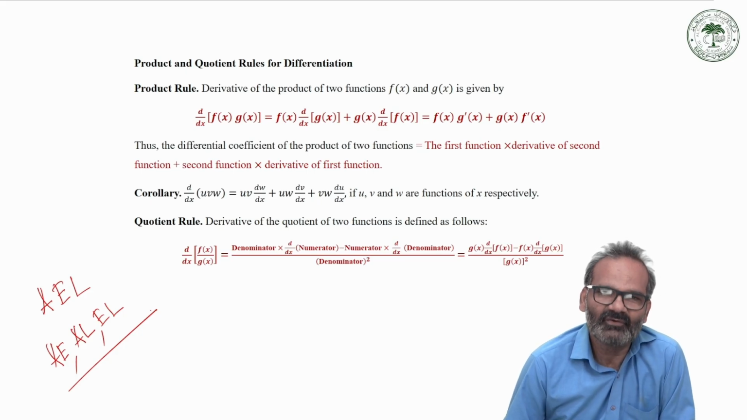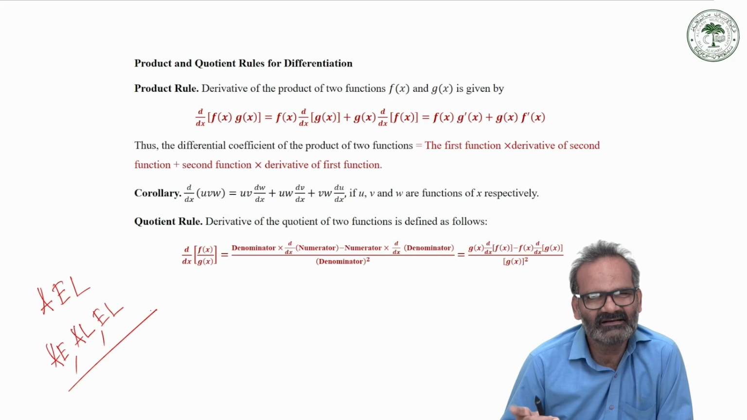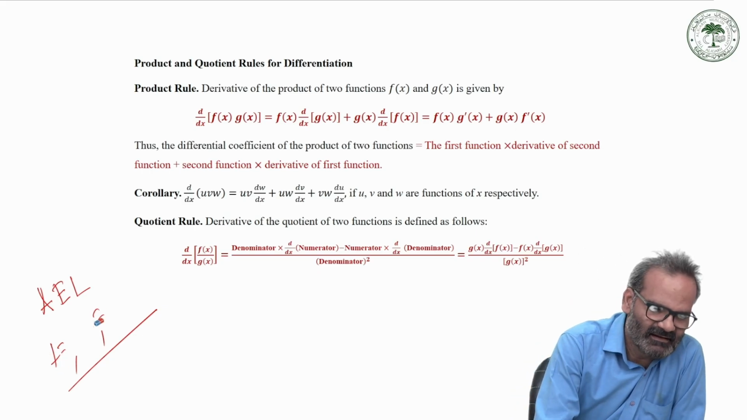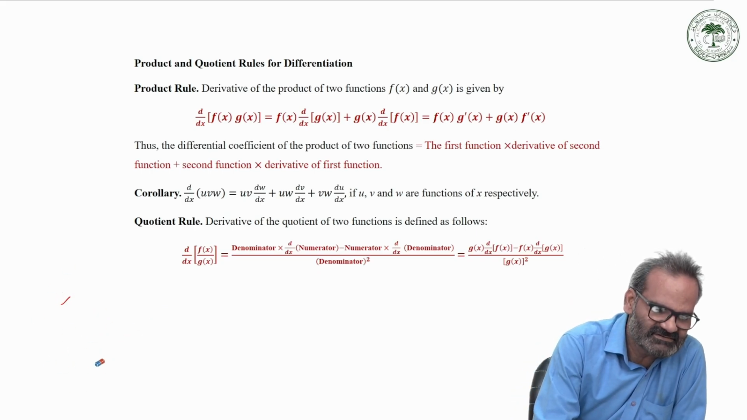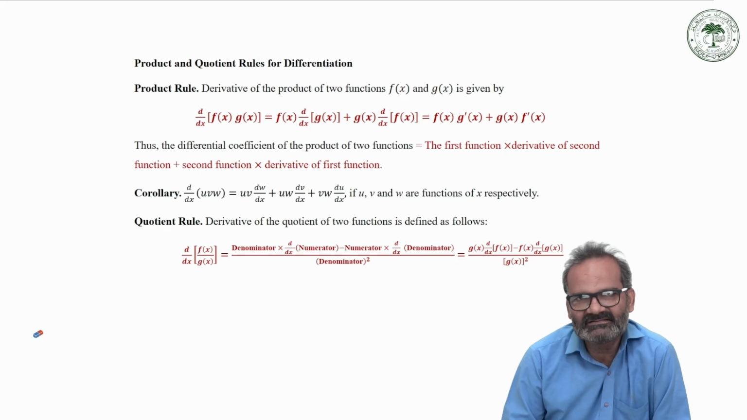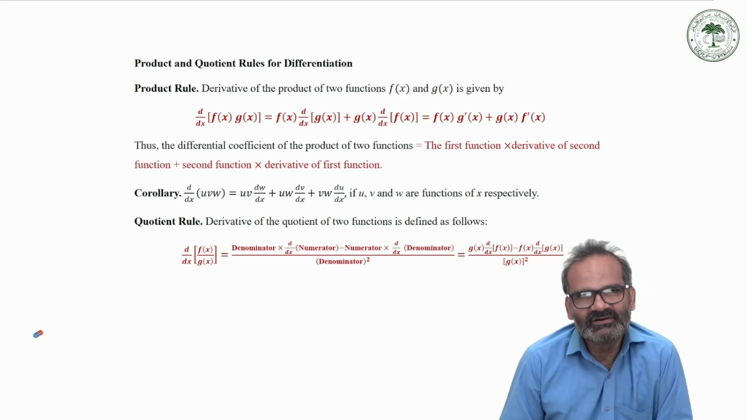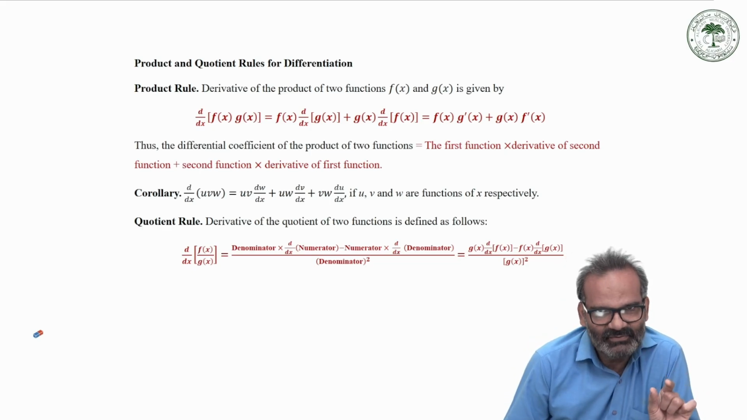The derivative of the product of 2 functions f(x) and g(x). For example, f(x) and g(x) are any 2 functions, right? Then how can we find the derivative of their product? Look at this. It is simply equal to the first function into the derivative of the second function, plus the second function into the derivative of the first function.